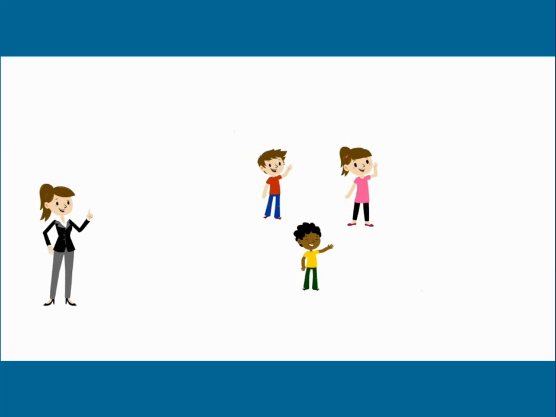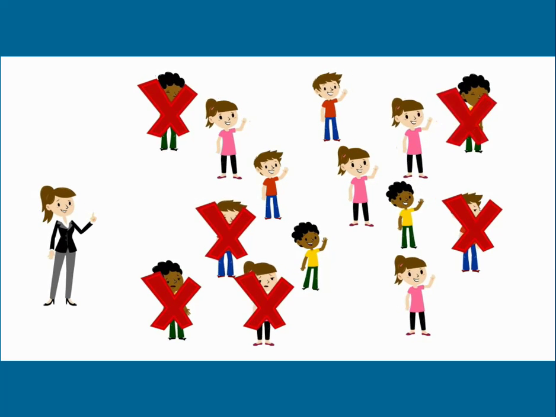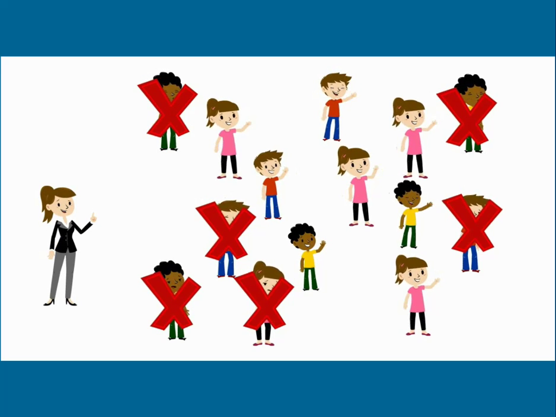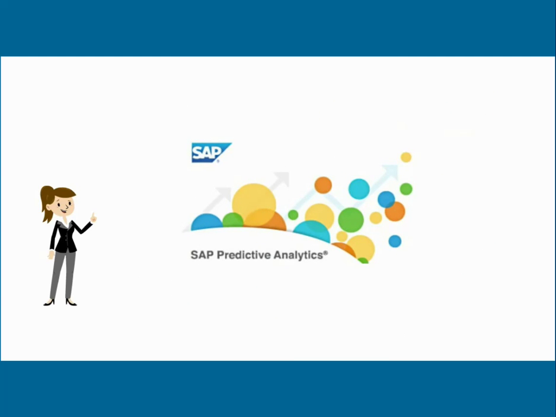Jane has historical data for all customers, including ones who have already churned, and she wonders if she can use those data to build a model that can predict future churners. Lucky for Jane, her company uses SAP Predictive Analytics, which will make her task quick and easy.